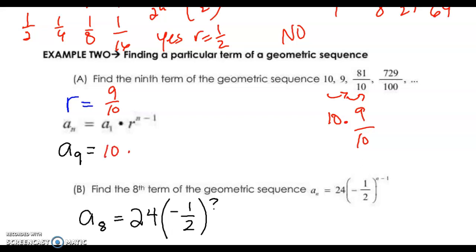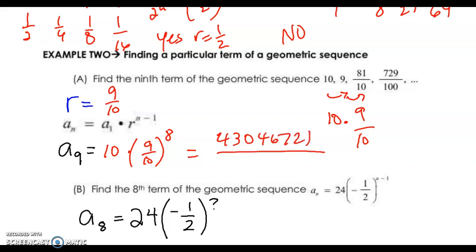A sub 1 is 10 times, now I need to multiply by r, not 9 times, but 9 minus 1 times. So let me write that out: 9/10 for r, to the 9 minus 1, so that's 8. Take out your calculator and you get, I'm writing this down, this is what I got on my calculator. How many zeros is that?